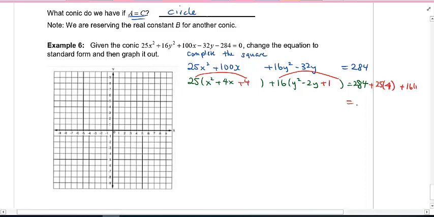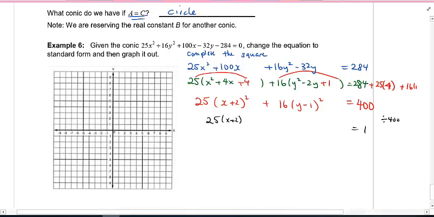And so now 25 times 4 is 100, plus 16 times 1 is 16, plus 284. Yes, I am a human calculator. No, not really, but it's 400. I can rewrite these as squares then. 25(x plus 2) all squared, plus 16(y minus 1) all squared. And then once again, we need to divide both sides by 400 because I want this to be equal to 1.